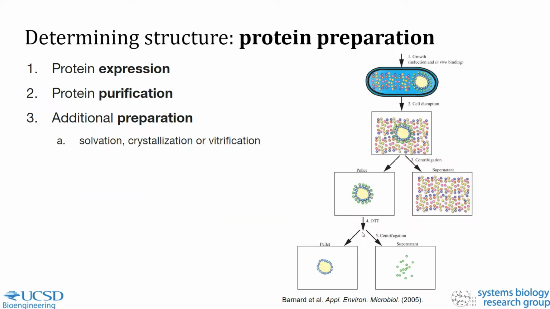The first step in determining protein structure is preparing the sample. This requires that the protein of interest is expressed in large amounts. Then, the protein must be purified and isolated from other proteins. This usually involves a lot of centrifugation and affinity chromatography. Once purified, additional preparation is necessary, depending on which technology will be used to resolve the structure. For example, X-ray crystallography requires that the protein be crystallized in its native state. Nuclear magnetic resonance requires that the protein is solvated in an aqueous solution. Cryogenic electron microscopy, or cryo-EM, requires that the protein is vitrified or quickly supercooled.